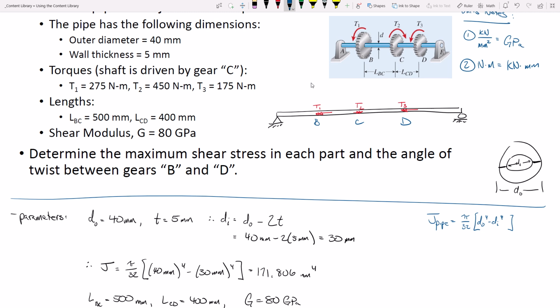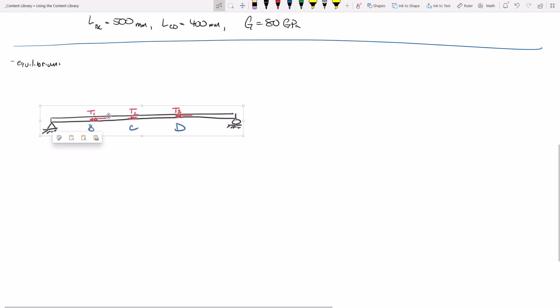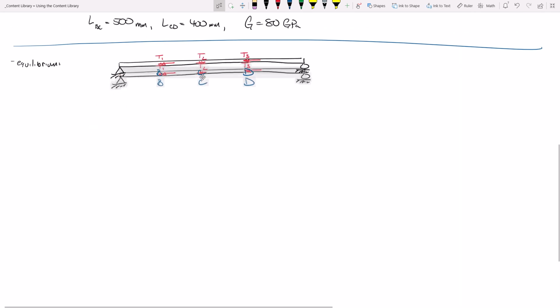Everybody see that? So notice the direction in which I have these segments drawn. What we're going to do is cut sections to determine the internal torque inside each segment. So here's our segment, right? And we're going to cut a section.